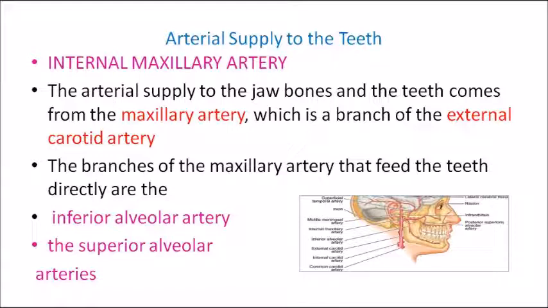Now the major branches of the maxillary artery that feed the teeth directly are the inferior alveolar artery and the superior alveolar artery. So the hierarchy is: the external carotid artery, whose branch is the maxillary artery, whose tributaries are the inferior alveolar and superior alveolar arteries, which directly feed the dentition.